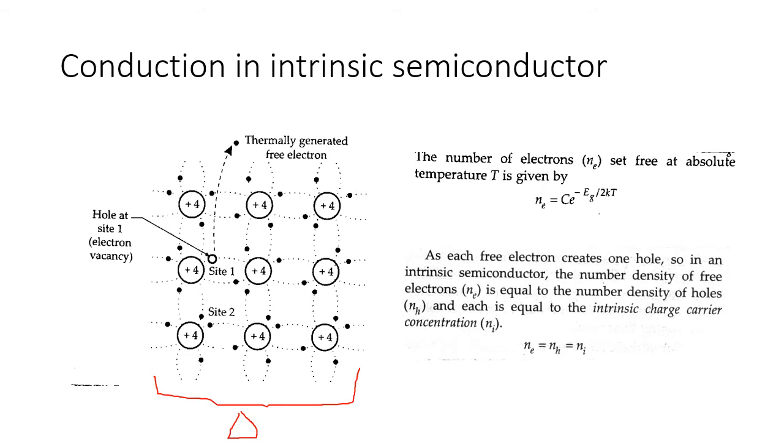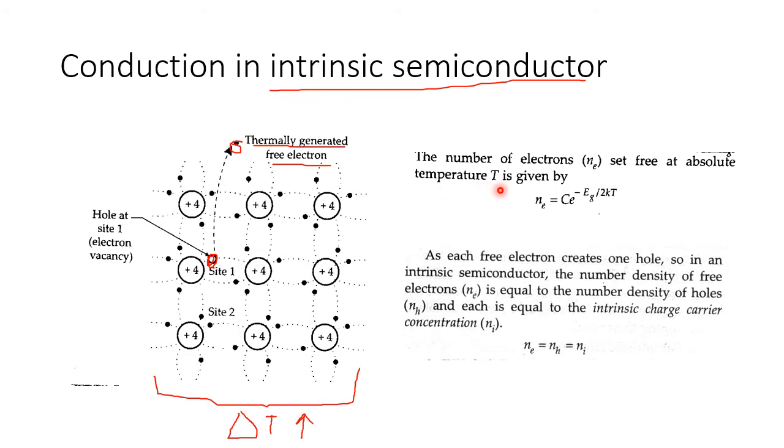How will we supply energy? By increasing the temperature. Now when we supply energy by increasing the temperature, what happens? The electron at this site 1, at this point, gains sufficient ionization energy and gets ionized, or it gets a sufficient amount of energy and it is emitted, or it is removed from its valence bond. Can you see? This electron is ejected. So you have a thermally generated free electron. This free electron conducts current in the intrinsic semiconductor.